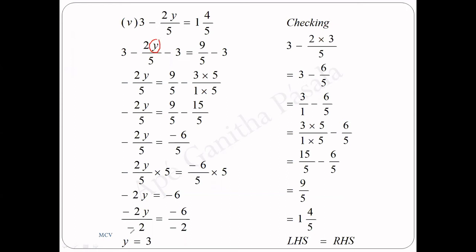That means in the final answer there should be only y. So we have to reduce these terms. You have to remove this 5, remove this 2, remove this 3 and keep in the final answer only y. So how to do that? You can remove this plus 3 first.